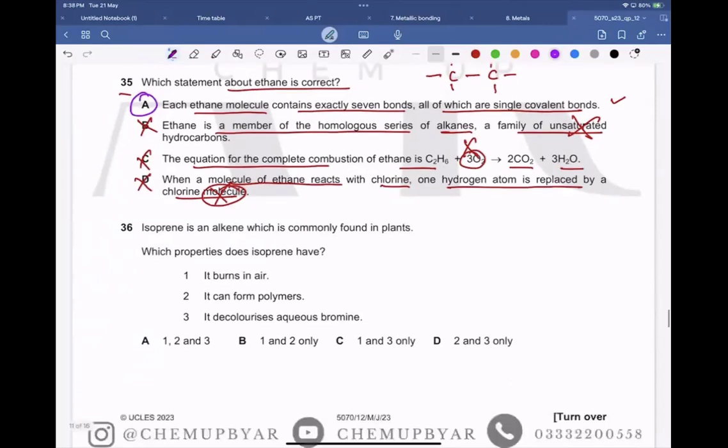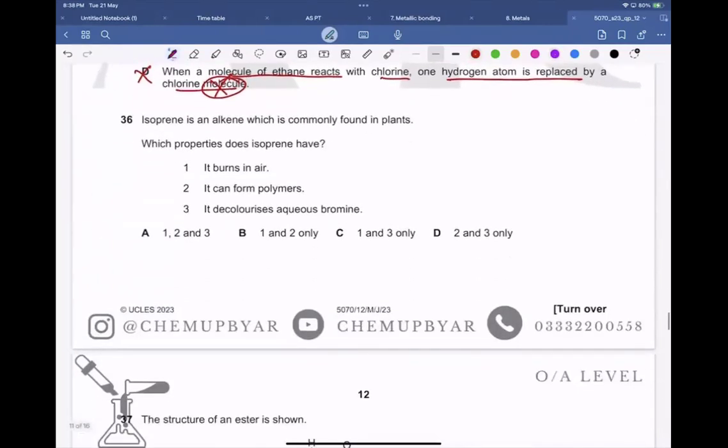Okay. Now question number 36. Isoprene is an alkene which is commonly found in plant. Which properties does isoprene have? It burns in air. Yes, it's an alkene. It can form polymer. Yeah, it's an alkene. It can form polymer. It decolorizes. Yeah, it can do all these. So means B, C, and D goes wrong, and A is the correct answer.